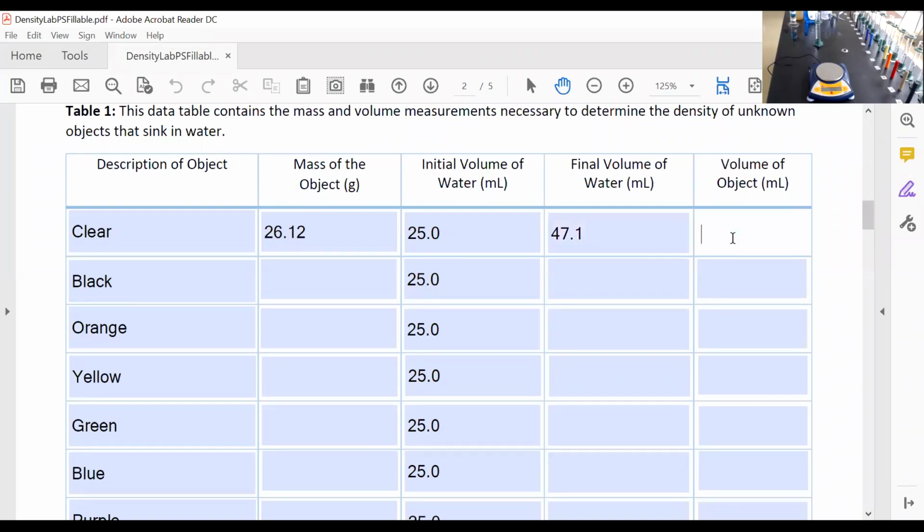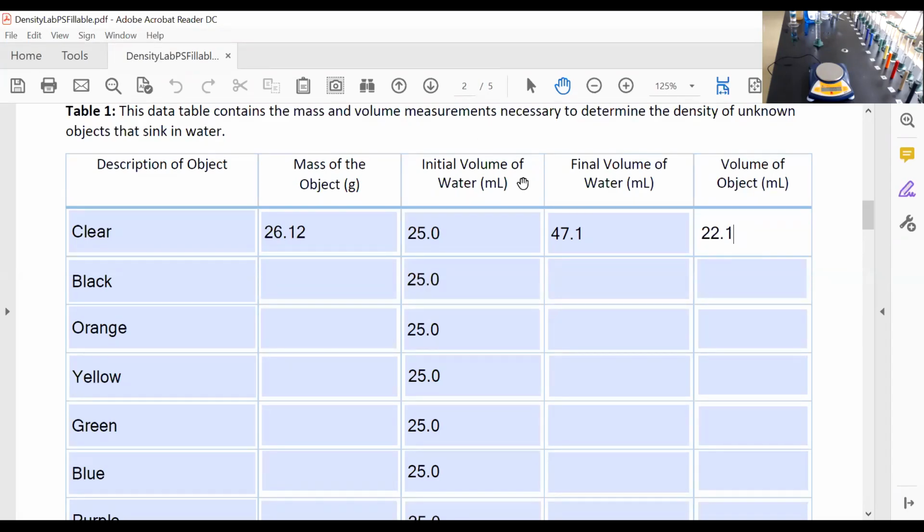So now, in order to find the volume of the object, we are going to subtract those 2 numbers, so 47.1 minus our 25 initially, and we're going to get a volume of 22.1 milliliters. Those are the only 2 pieces of information that you need in order to go on to the next part where we're going to substitute it into our calculation.